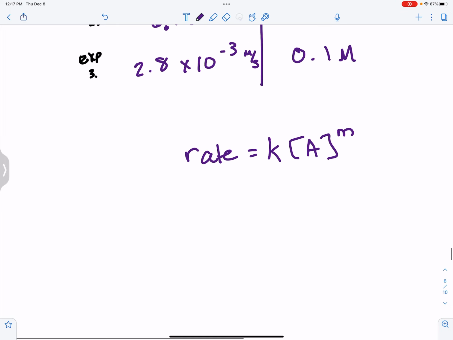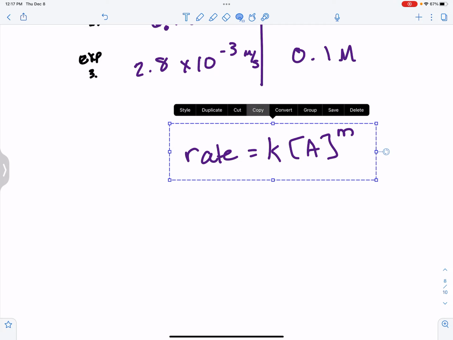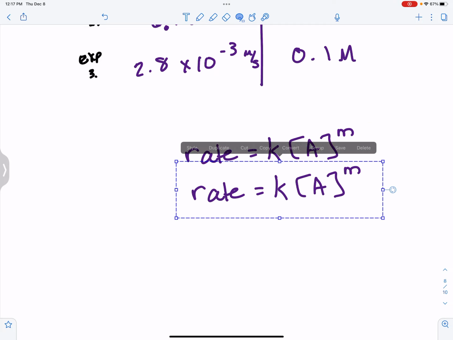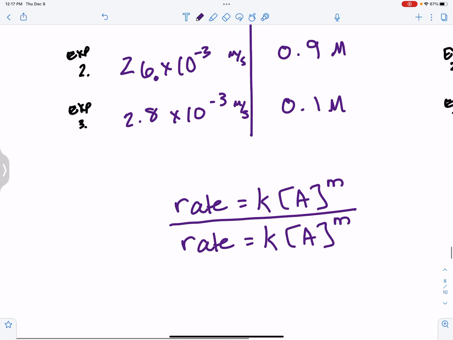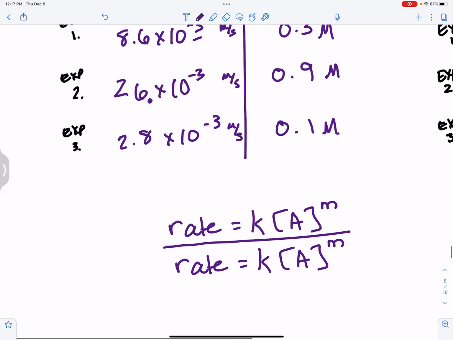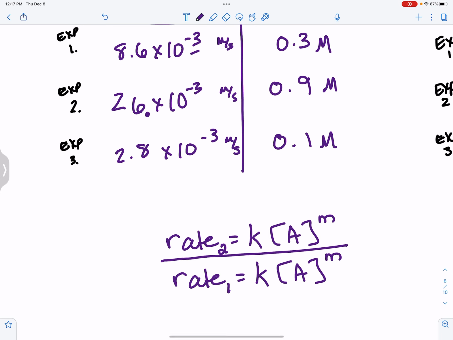So we'll take this rate law right here. They're going to be over each other. And I always like the larger rate to be on top. So like the 26 might be on top. So that would be rate 2. And I'm going to do it over, I'll just pick rate 1. And then this is 2 over 1. Now there's a way to simplify this, and then this will help you have a format for every single one of these if you like to do it mathematically.